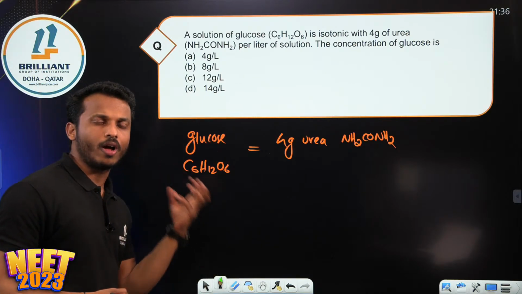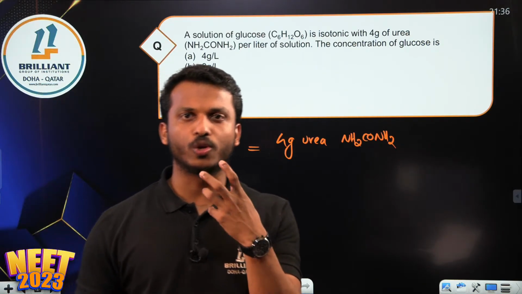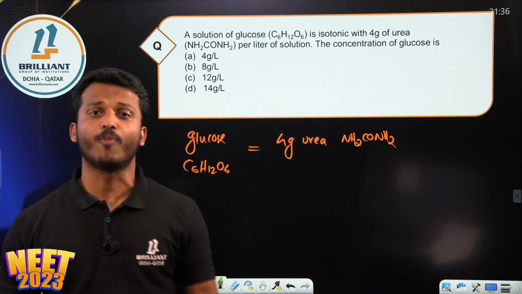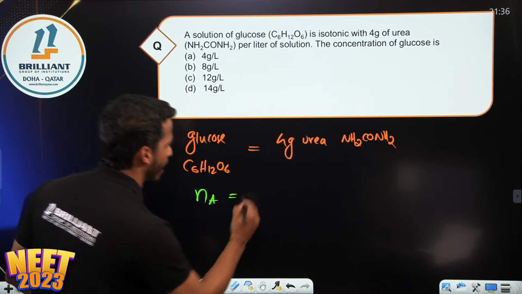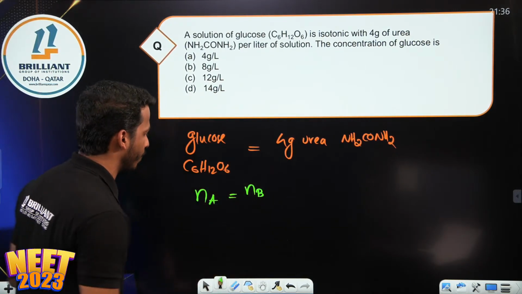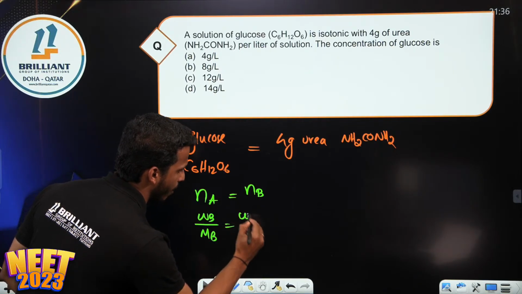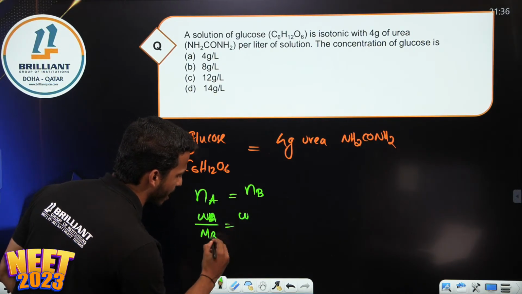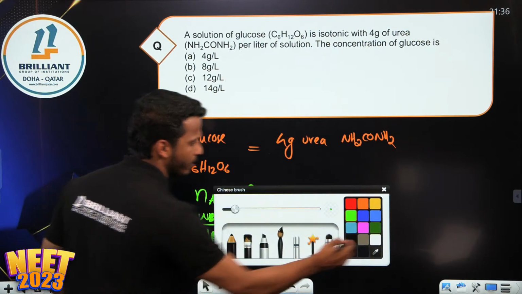I told you, dear all, if they are asking an isotonic solution question, we can equate their number of moles. So number of moles of glucose, let me take it A, and number of moles of urea, let me take it B. So WA by MA is equal to WB by MB. So how can we substitute, dear all?